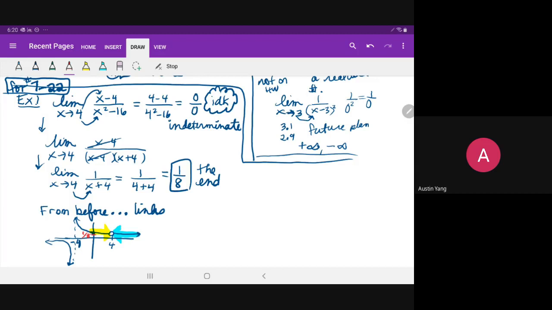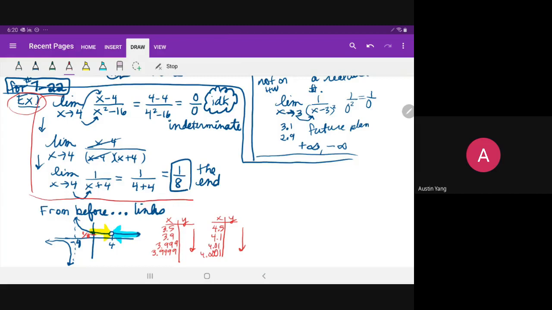And then you could also do a table, right? So if I was doing a table, I'm approaching four, so I would do maybe 3.5, 3.9, 3.99999. And then I would make another table, x and y, 4.5, 4.1, 4.01, 4.0001, and I would check what the y values approach. So that was two different methods. One was a graphing method, one was a table method. But the most common method in limits in calculus is the algebraic method, which is what I'm showing you in the main way of example one. So this is the way they want you to do it.